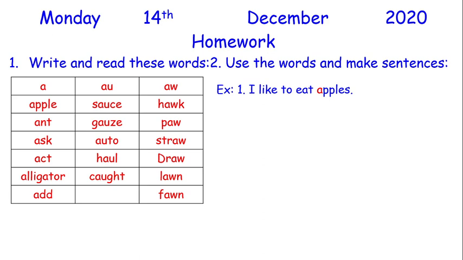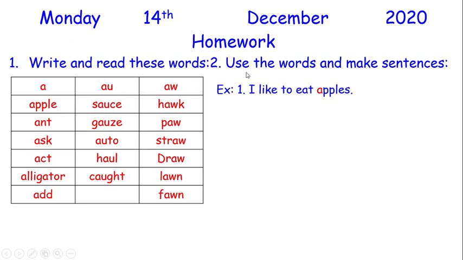For your homework today, please write and read the words and send them to teacher. On your book B, write homework number one. Do like this: A sounds A, apple, and so on. And you read and send it to me by messenger.